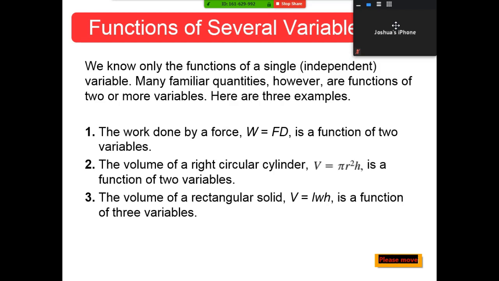Okay, but here are the three independent variables. Length doesn't have to depend on width, and width doesn't have to depend on length or height. The height doesn't depend on either one. No. Three completely independent variables. How in the world are we going to do stuff like this?